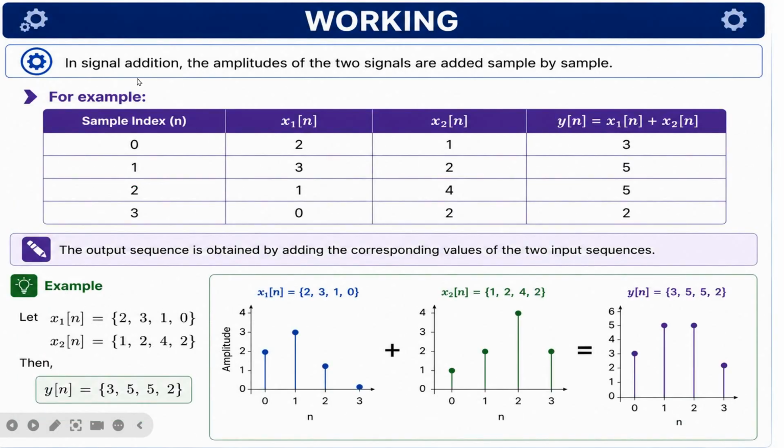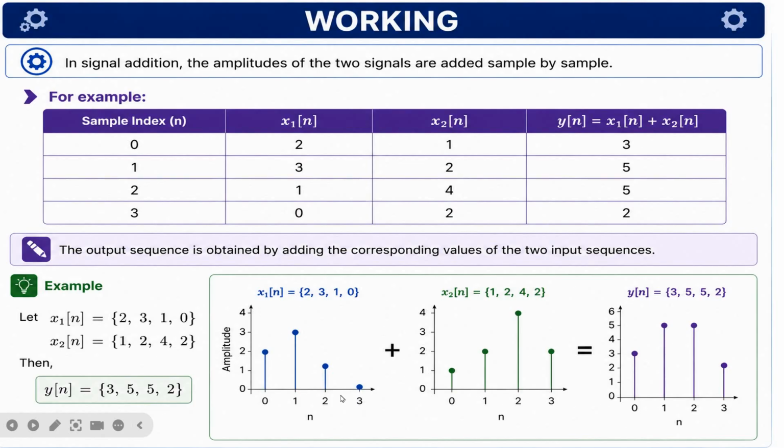Now you can see that in signal addition the amplitudes of the two signals are added sample by sample. Here we are taking the sample index from 0 to 3. At n equal to 0, x1 is 2 and x2 is 1, so we add 2 plus 1 and get 3. This is the resultant signal, where we get 3 at n equal to 0.